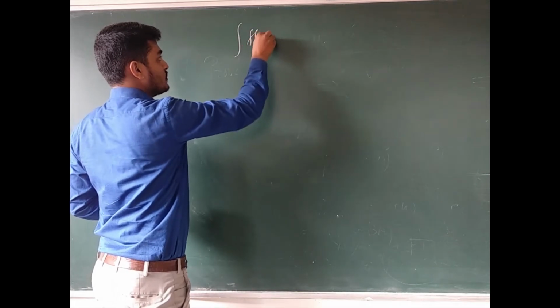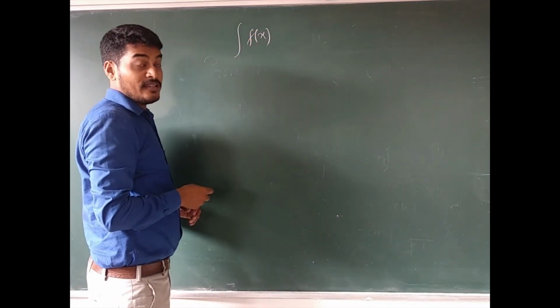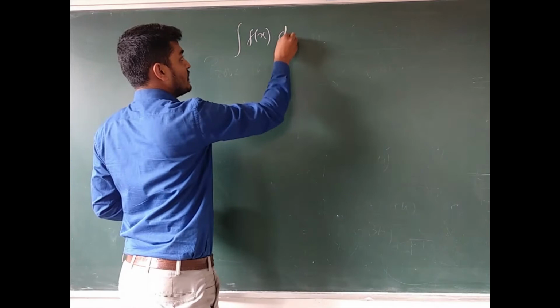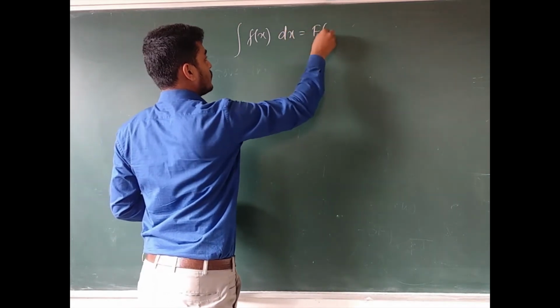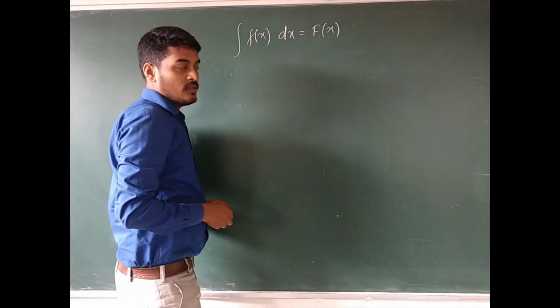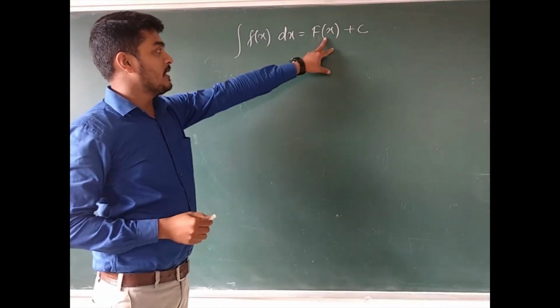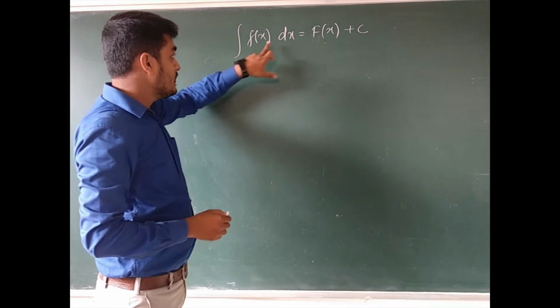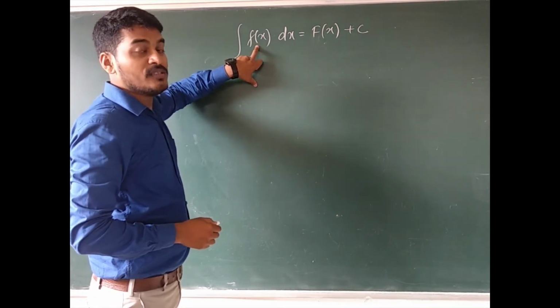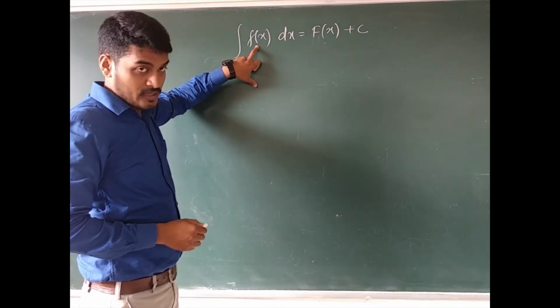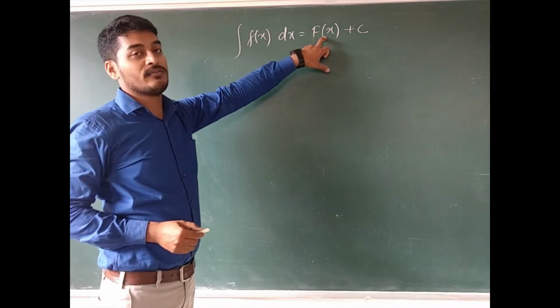Let us consider a function f of x whose antiderivative, that means the integration of f of x dx, is equal to capital F of x. Let us consider this one. So you may consider C also. Now, let capital F of x be the antiderivative of f of x. That is, if we integrate small f of x, then we have capital F of x.